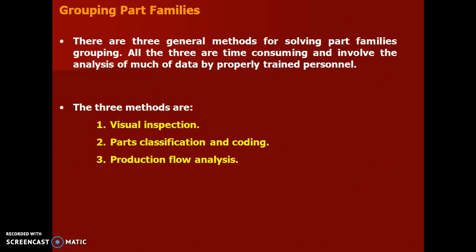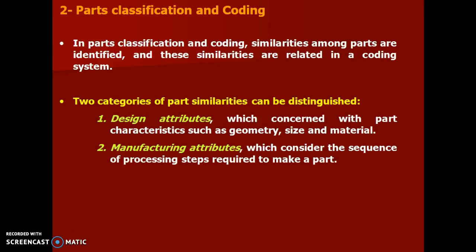So how are you going to group these components into a part family? Generally there are three methods involved. The first one is visual inspection. The second one is part classification coding. The third one is production flow analysis. In visual inspection, you are going to visualize the component and then group it accordingly. In production flow analysis, you will be making use of the routing sheet. So in this class, we are concerned with the part classification and coding method.